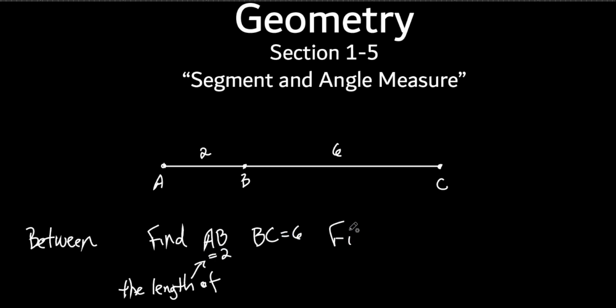Now, this is what we're getting at right here. What if I just said find AC? That's all I said. I don't put the word length in there. I don't put a line segment symbol on top.